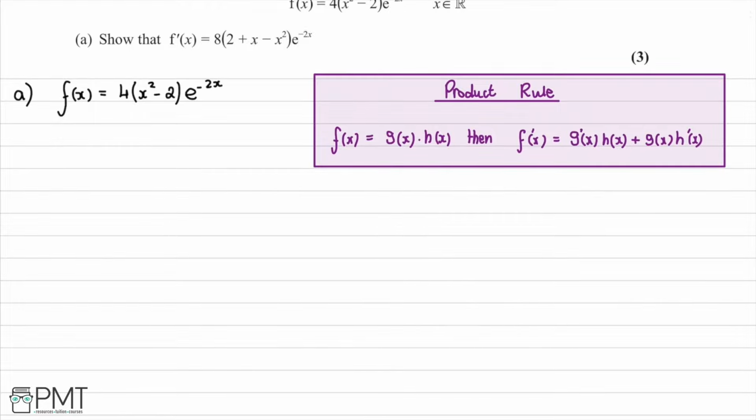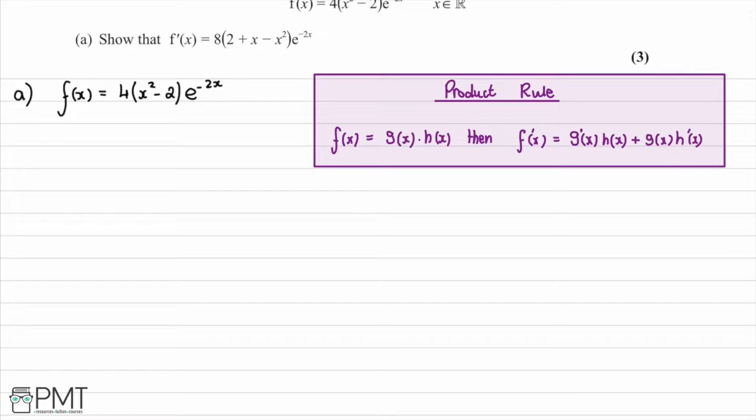So we know we have one function and we multiply it by another function. So we know we can differentiate this using the product rule. So I've already written the product rule out here. So if we have one function g of x and one function h of x, then the derivative of the overall function f of x is going to equal the derivative of g multiplied by h of x, then g of x multiplied by the derivative of h.